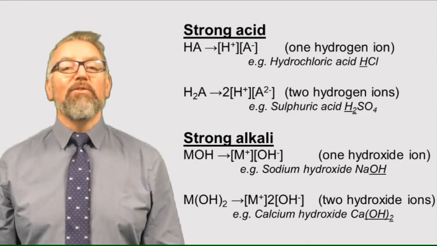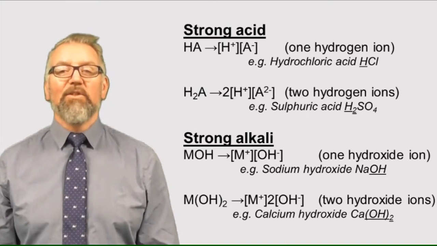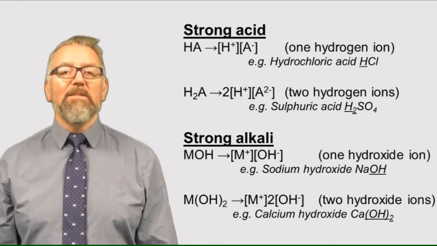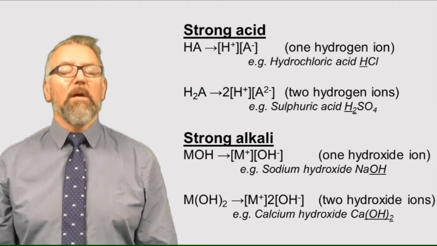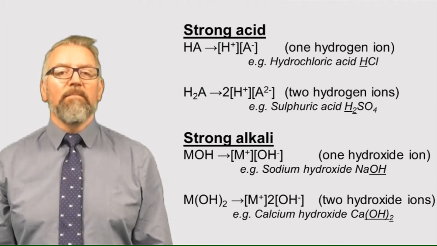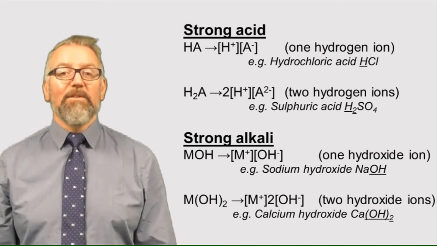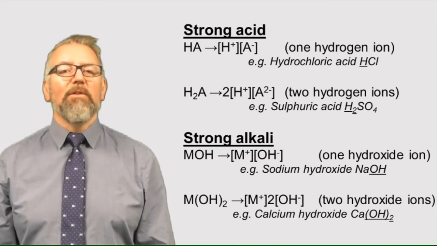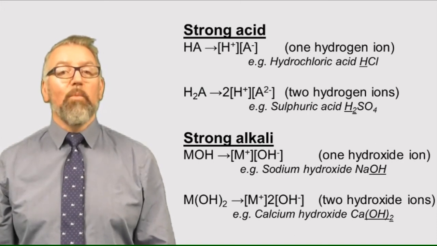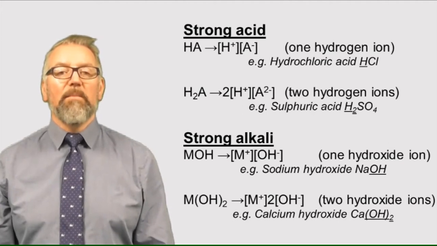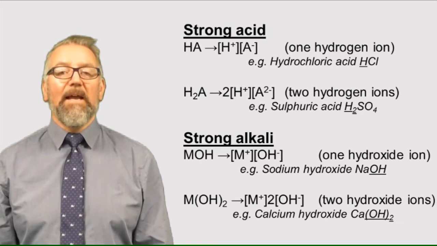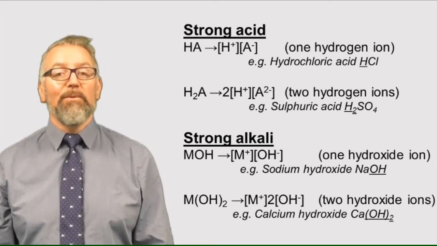This required practical is a neutralization reaction between a strong acid and a strong alkali. There are two options for the acid and the alkali, either using an acid that dissociates one hydrogen ion, for example hydrochloric acid, HCl, or an acid that dissociates two hydrogen ions, for example sulfuric acid, H2SO4. The same is true for the alkali, either an alkali that dissociates one hydroxide ion, for example sodium hydroxide, NaOH, or an alkali that dissociates two hydroxide ions, for example calcium hydroxide, Ca(OH)2.